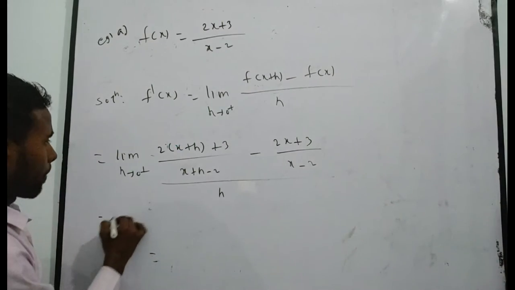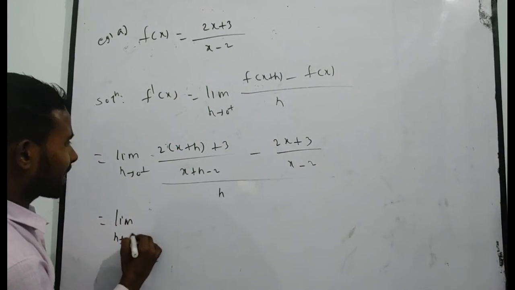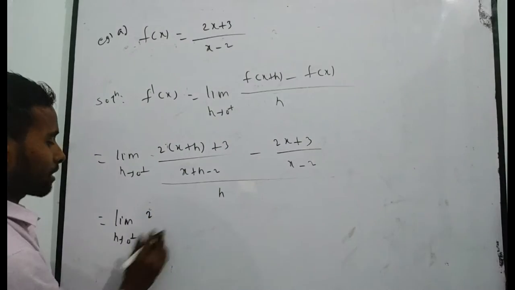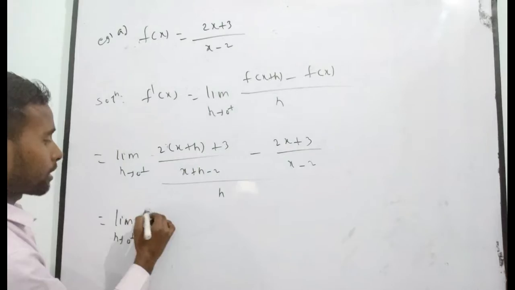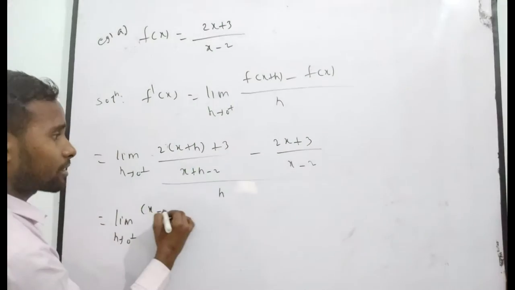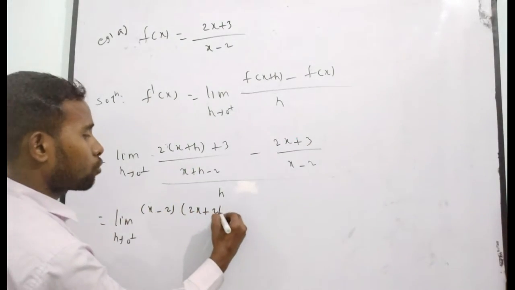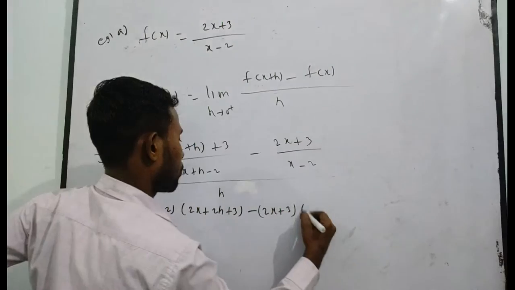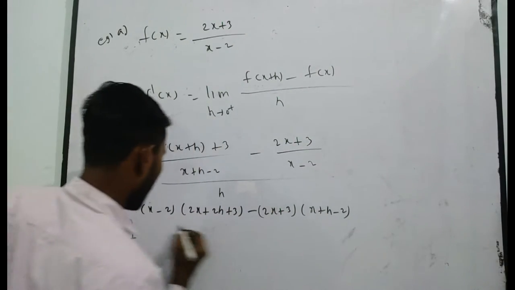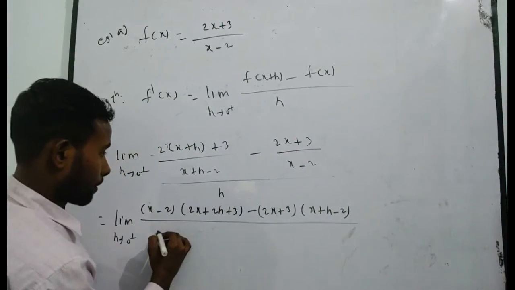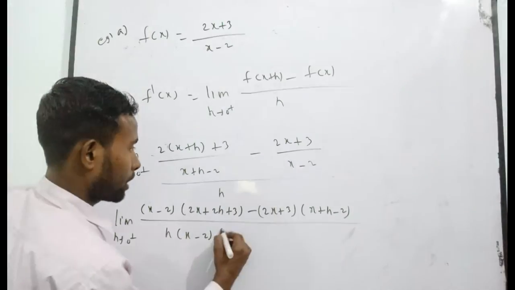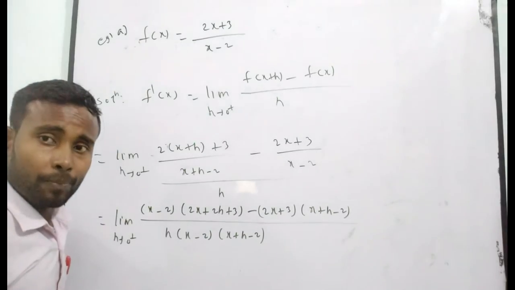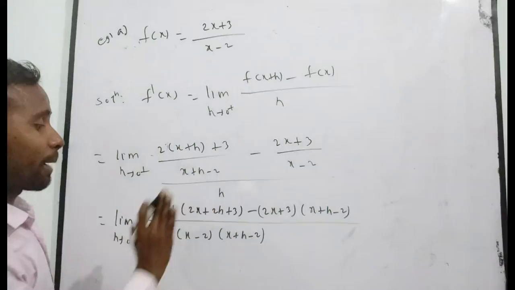Now I want to tell you, can you write the limit h tends to 0 from the right-hand side? I want to take the LCM. You get [(x - 2)(2x + 2h + 3) - (2x + 3)(x + h - 2)] divided by h times (x - 2)(x + h - 2). Have you understood? Now only you have to calculate it.